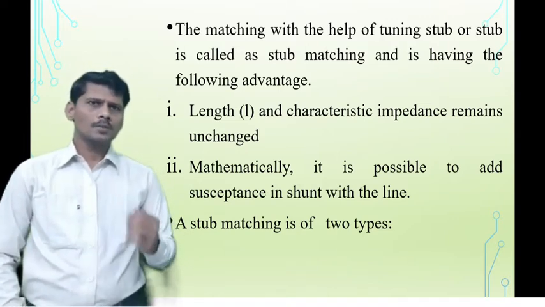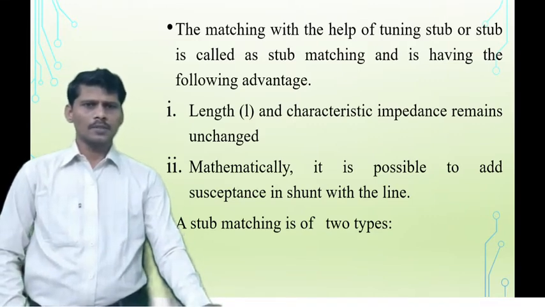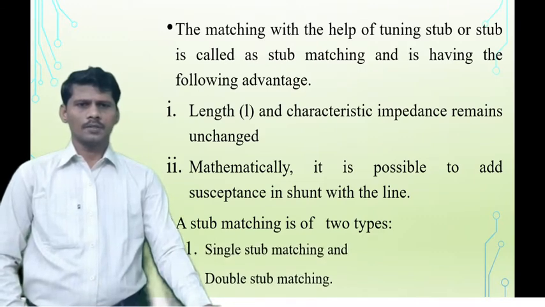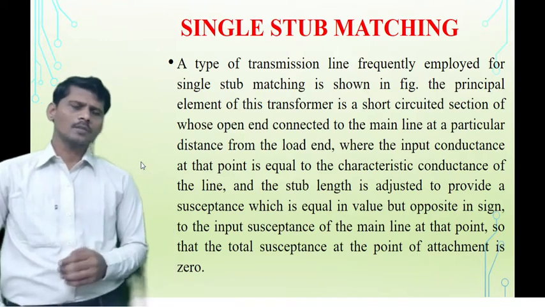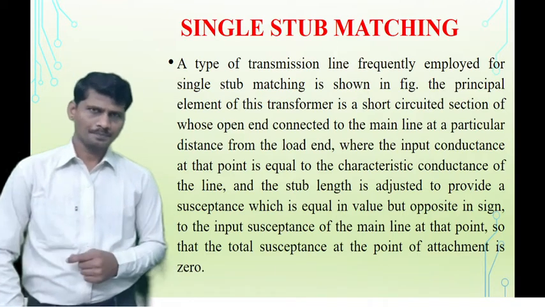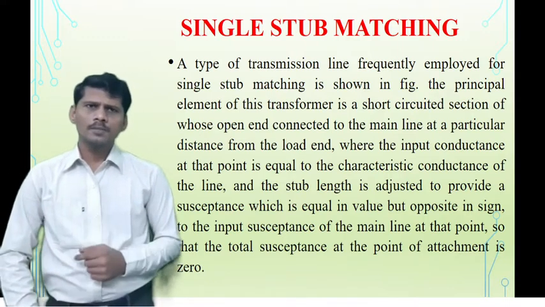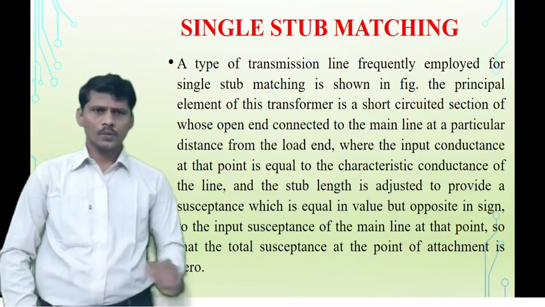Basically, there are two types of stub matching, that are single stub matching and double stub matching. First, we are going to discuss single stub matching. A type of transmission line is frequently represented by a single stub matching, as shown in the figure.